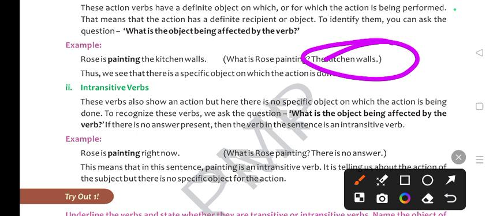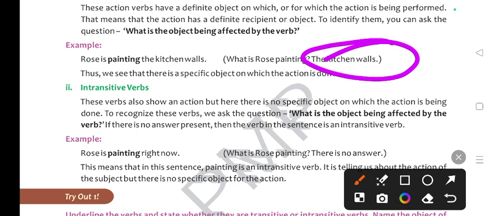Now let's try to understand intransitive verbs. These verbs also show an action, but here there is no specific object on which the action is being done. To recognize these verbs, we ask the question, what is the object being affected by the verb? If there is no answer present, then the verb in the sentence is an intransitive verb.